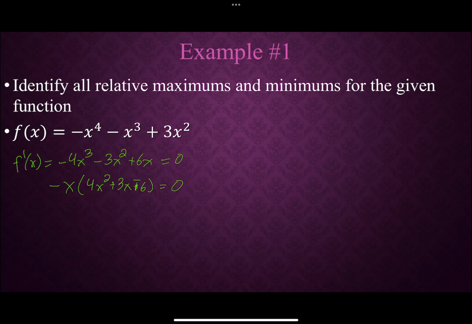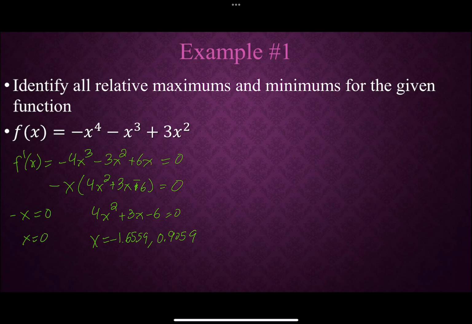Why a negative x? Well, the x they all have in common, and I generally don't like having a negative coefficient for the leading term of a quadratic. Now, 4x squared plus 3x minus 6 is not going to factor, so we're going to use our calculator. When we solve negative x equals 0, we just get x equals 0. And when we solve 4x squared plus 3x minus 6 equals 0, we set that in our calculator, graph that equation, and find our two intercepts, which occur at negative 1.6559 and at positive 0.9059.